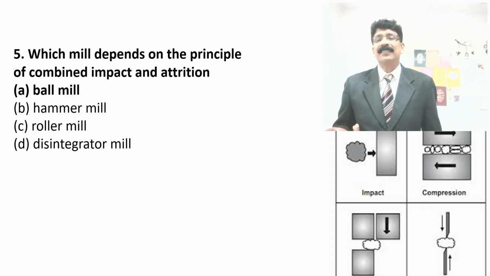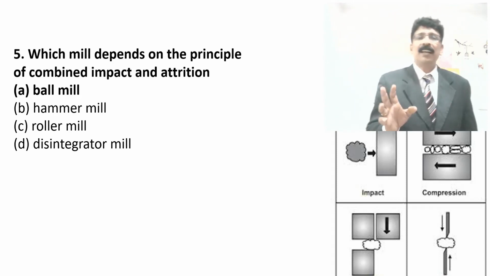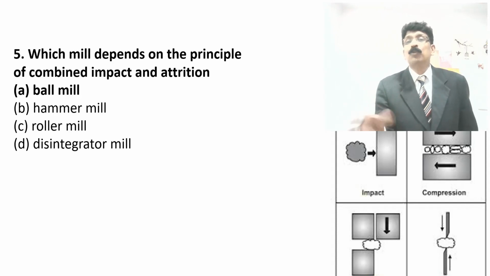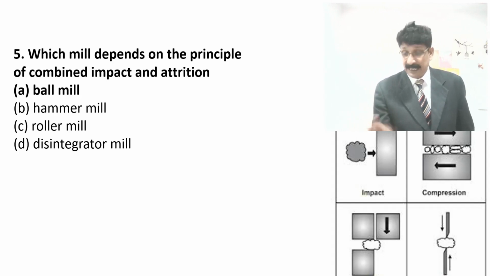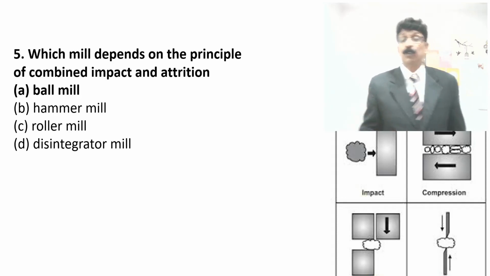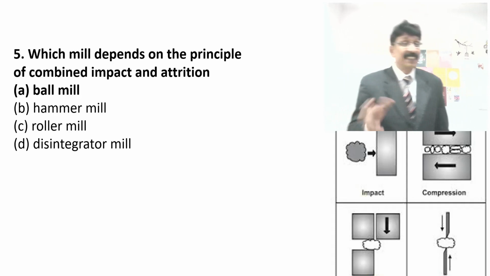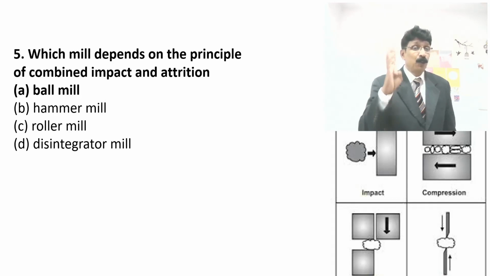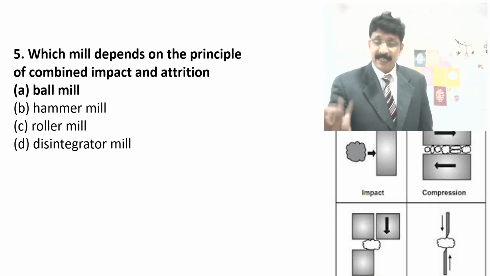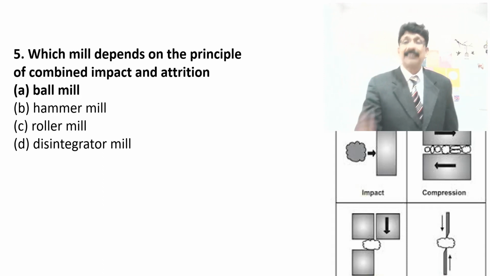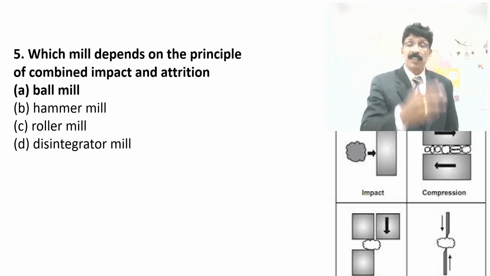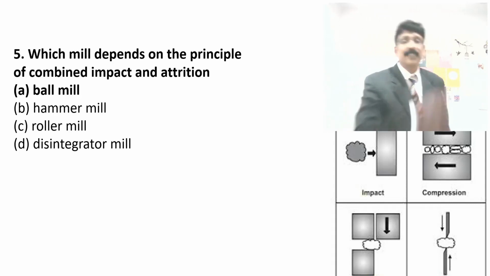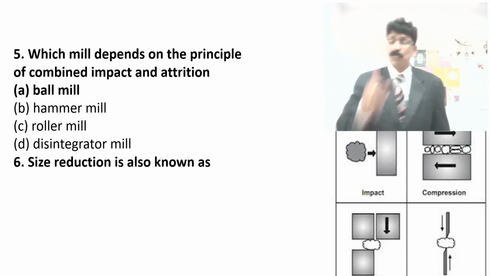Disintegrator mill is also not working in impact and attrition. The disintegrator rotates with a blade, which works by small cutting method. So cutting, compression, impact, attrition: these are the four principles, don't forget, you have to remember. Size reduction: cutting, compression, impact, attrition. So the question is, which mill works with impact and attrition? That is the ball mill.